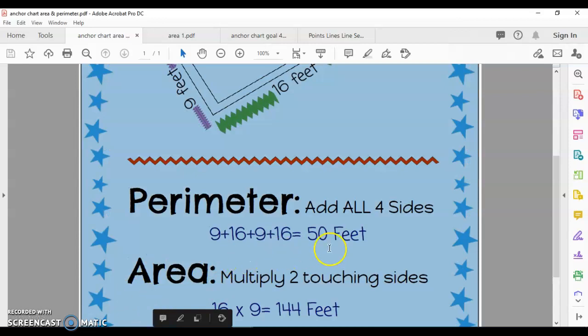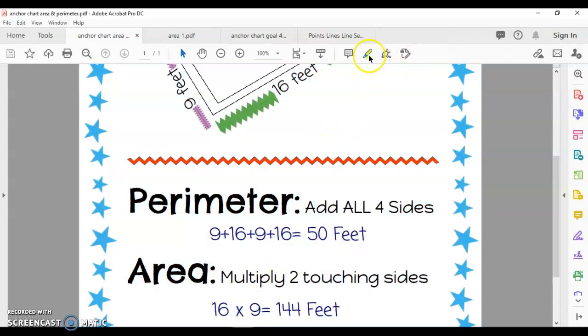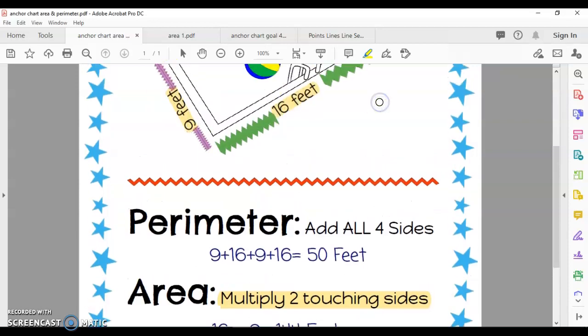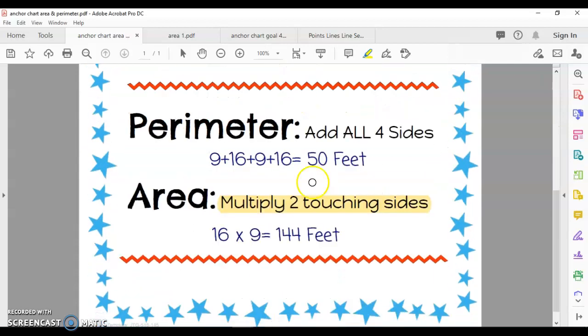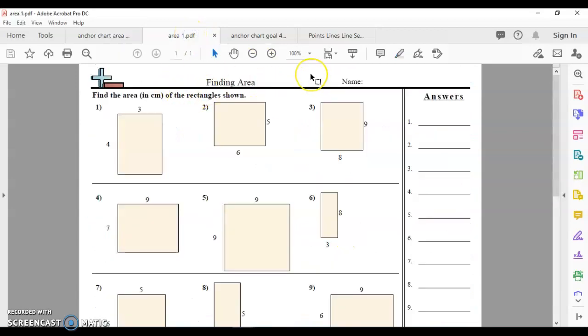And area equals multiply. So you would multiply 9 feet with 16 feet. And this is how you get your area, multiplying 9 times 16 equals 144 feet. So let's move on to your first worksheet.